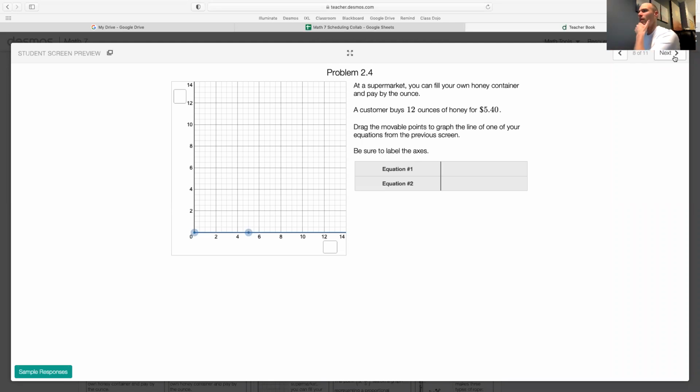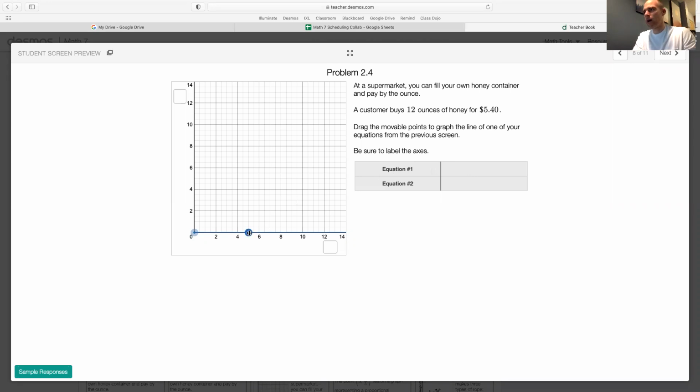Number 8. So it says at a supermarket, you can fill your own honey container and pay by the ounce. It's still the same question, right? It says drag the movable points to graph the line of one of your equations from the previous screen. So let me put my equations here again. If you typed your equations in, they'll automatically be there. I haven't been typing them in, I'm just drawing on the screen, so that's why mine aren't there.